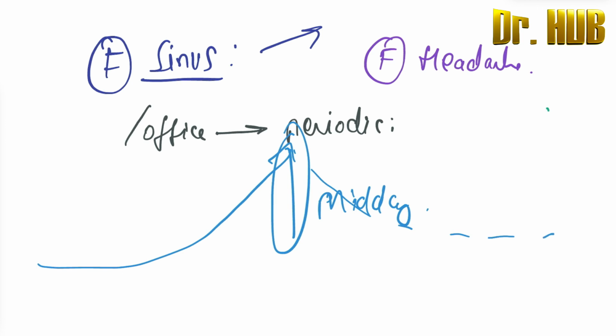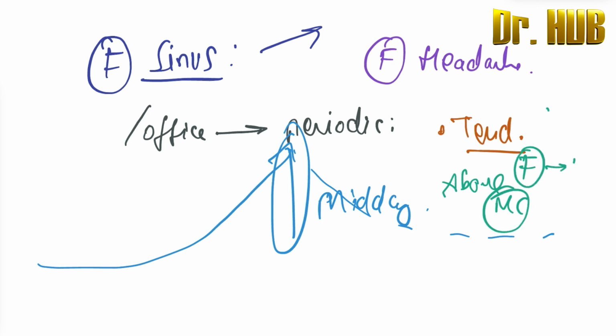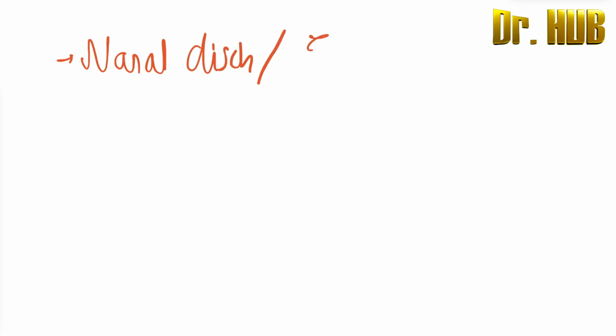Next, there can be tenderness on pressing the floor of the frontal sinus, just above the medial canthus. In terms of frontal sinus, there can be nasal discharge as well, and there can be edema, which is present in the upper lid.